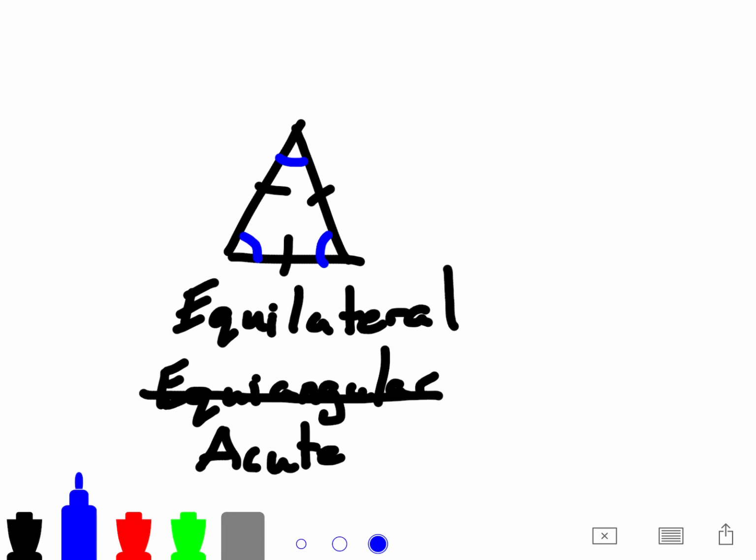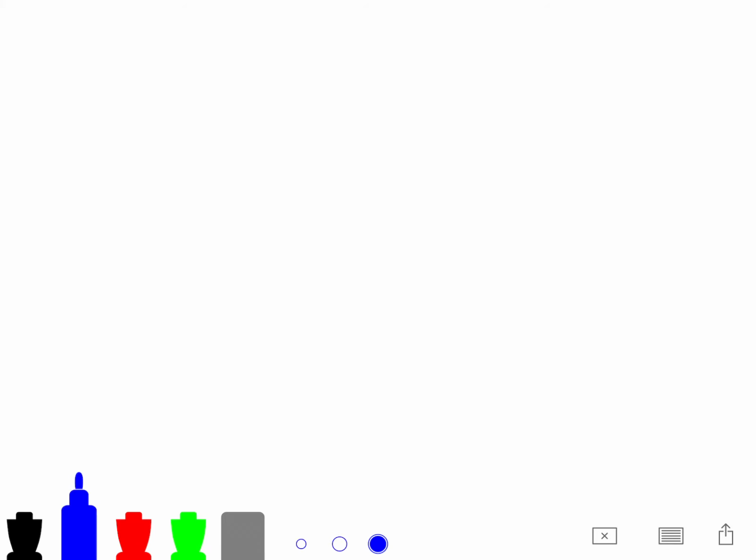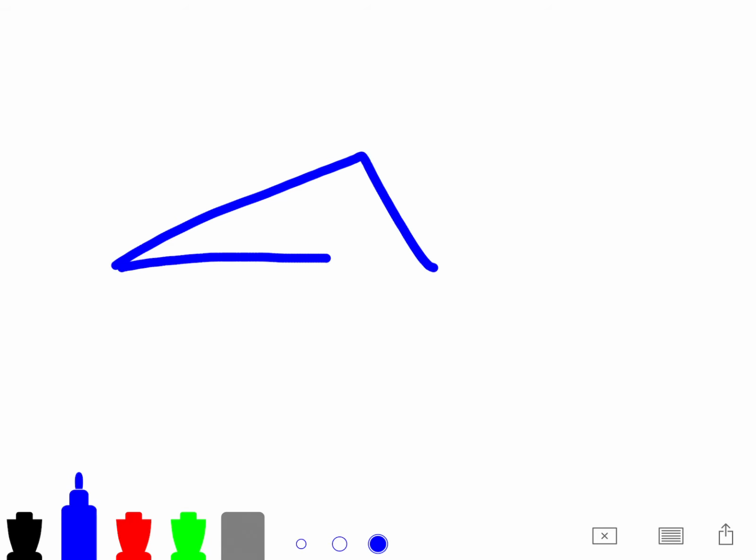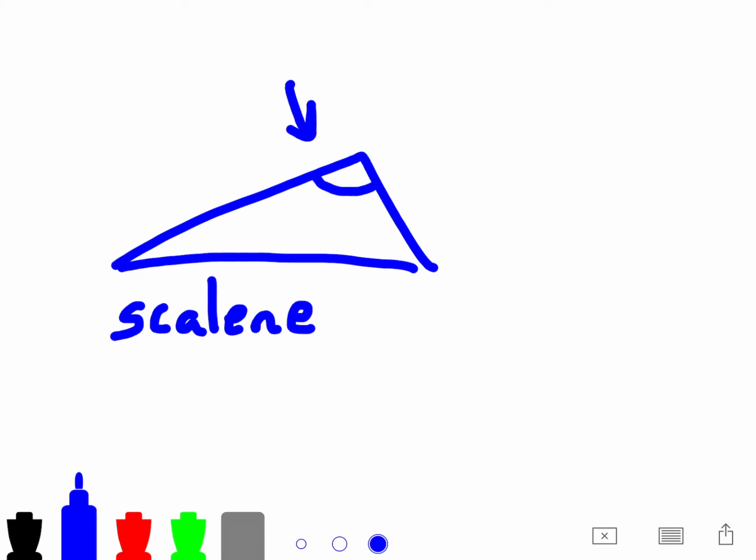Okay, number 3. Number 3 looks a little different. Looks a little bit like this. This angle up here is really super duper huge, and none of them are actually the same. So based on its sides, it's going to be scalene because none of the sides are congruent. Based on its angles, since we have this one ridiculously huge angle, what kind of angle is that called again? Obtuse. So this is an obtuse scalene triangle.